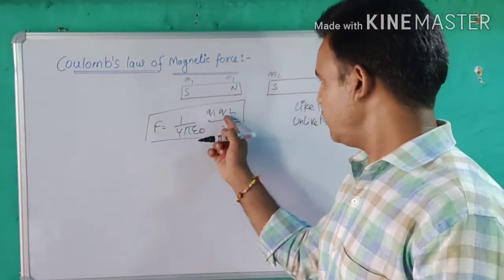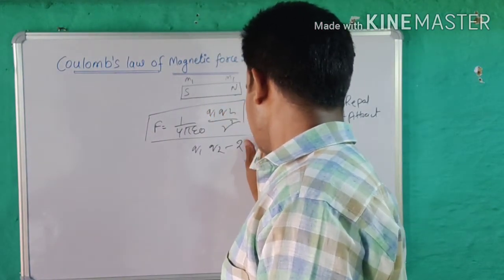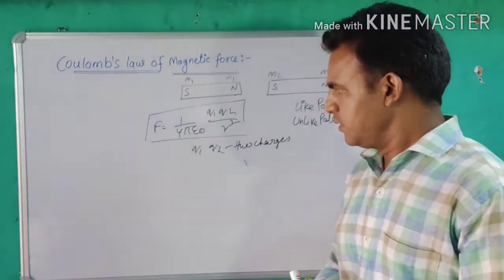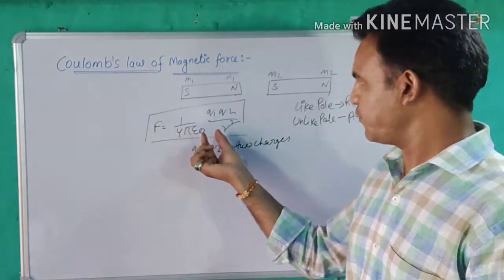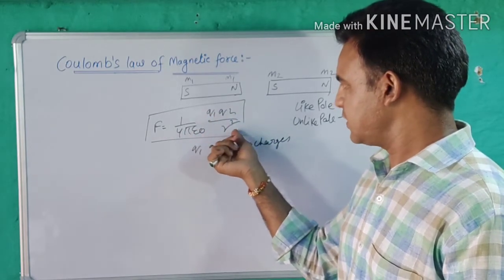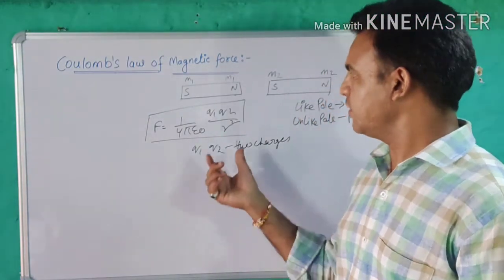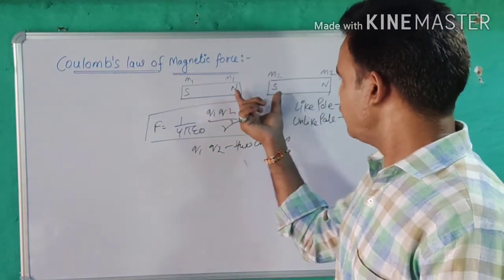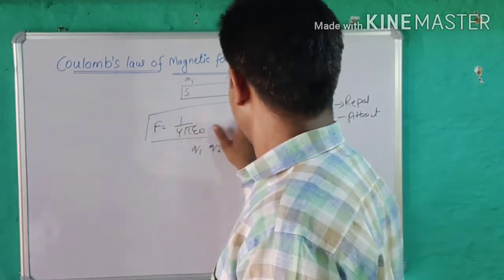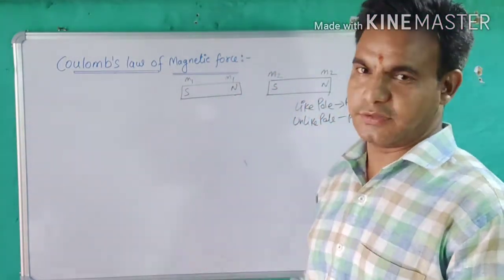What are Q1 and Q2? Q1 and Q2 are two charges, and the force is directly proportional to the product of the two charges and inversely proportional to the square of the distance between the two charges. In a similar way, we can find the magnetic force between two magnetic poles by using Coulomb's law of magnetic force. So we can write the statement of this law.